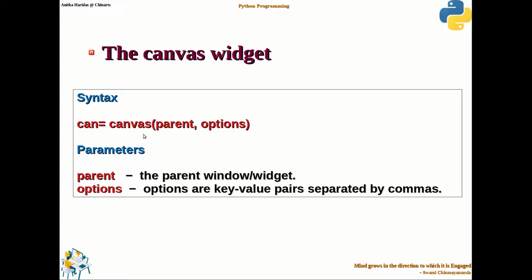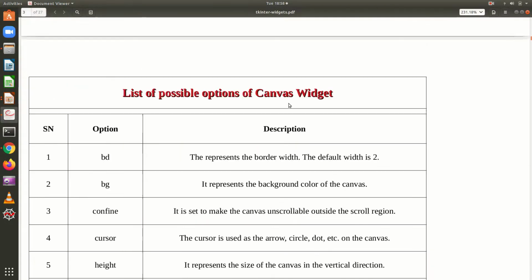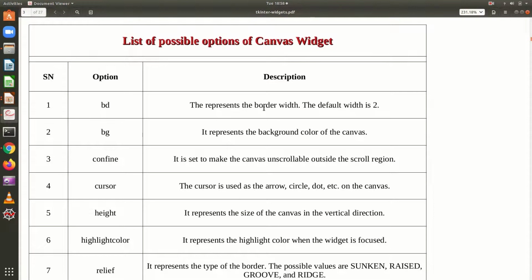If you have observed, all the widgets will have the widget name, then the parent, which can be a parent window or a parent widget, right? And a list of possible options will be given for each and every widget. Let us see what the possible options of the canvas widget are. So these are the list of possible options for the canvas widget.